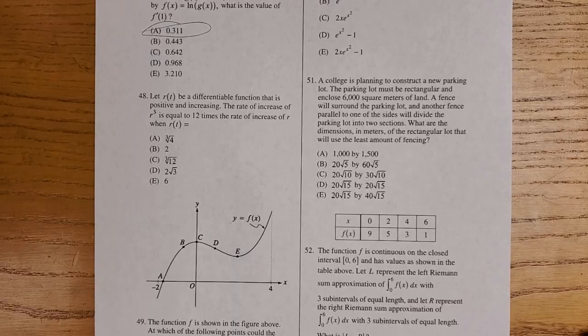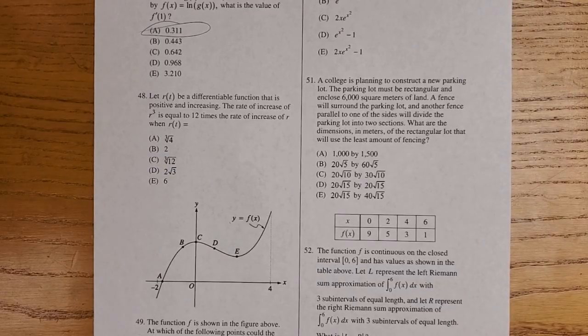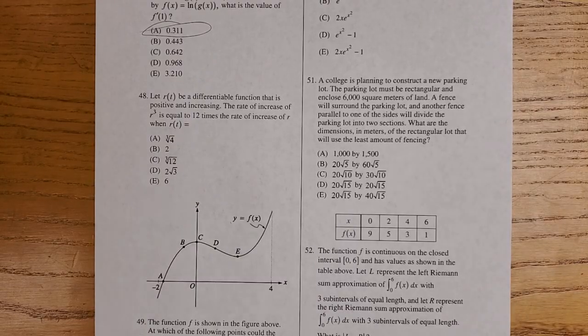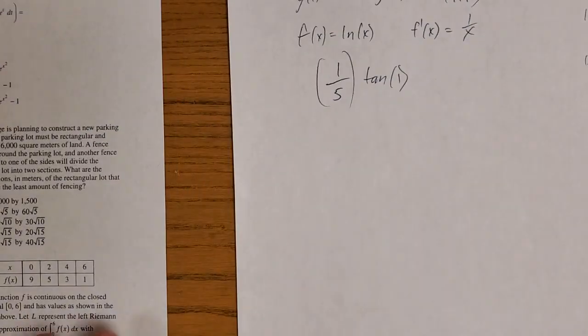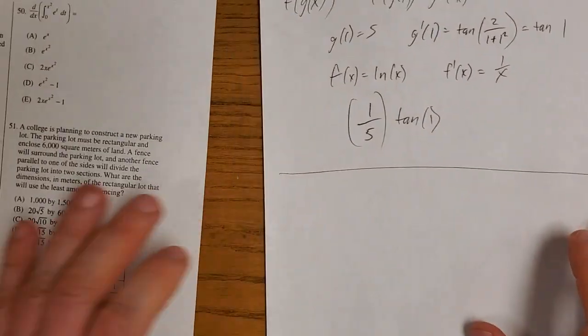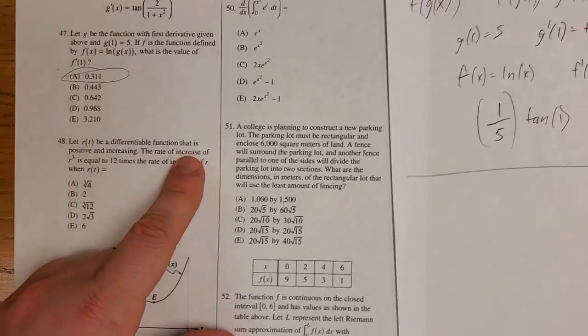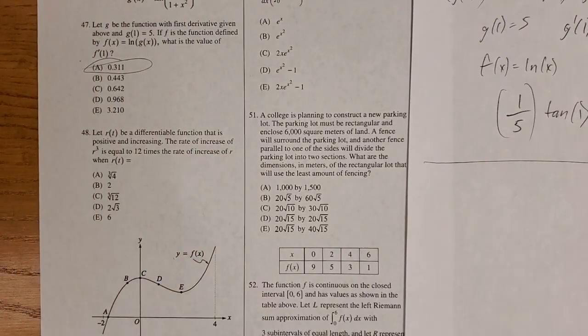So the rate of increase of r to the third power is equal to 12 times the rate of increase of r on its own at what x value? Okay. So, what are we asking? When we say rate of increase, again, we're talking the slope. Say, what is the slope?